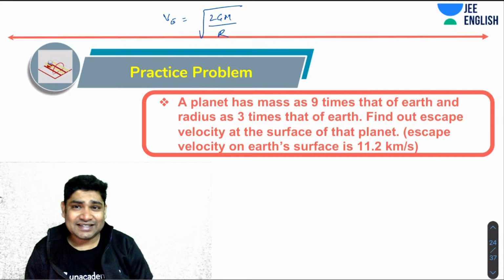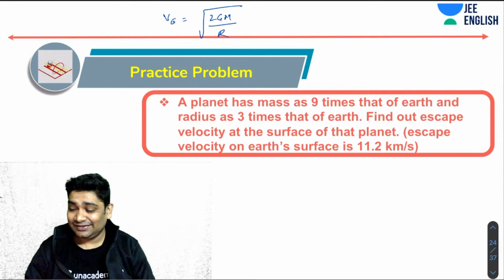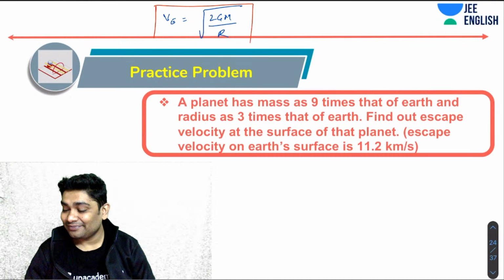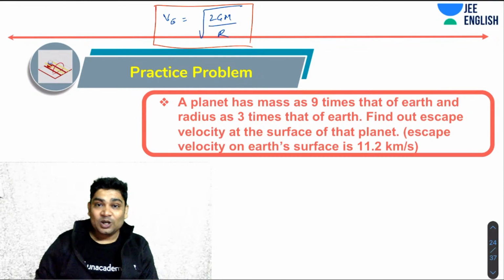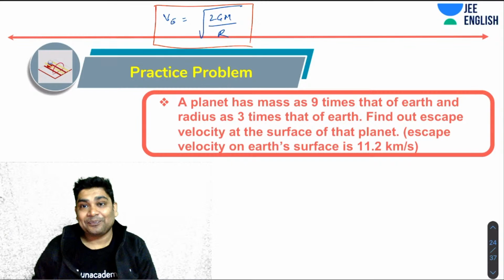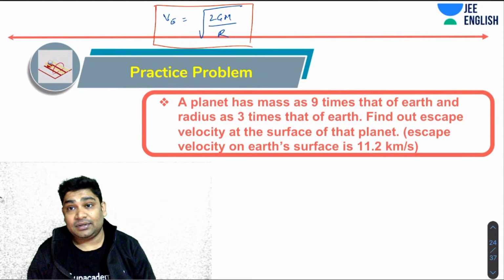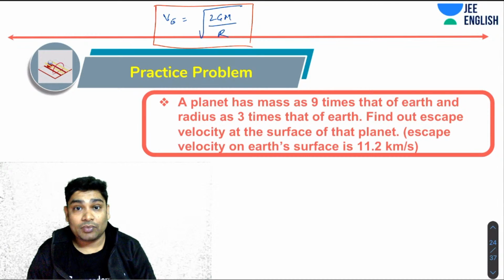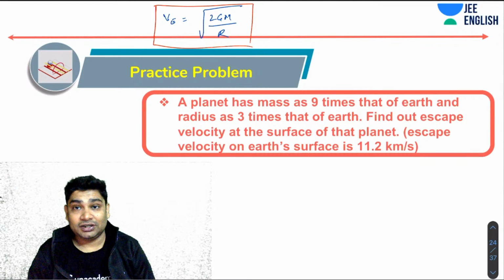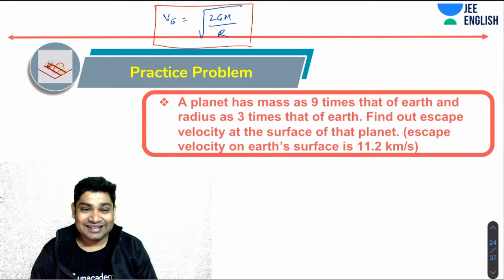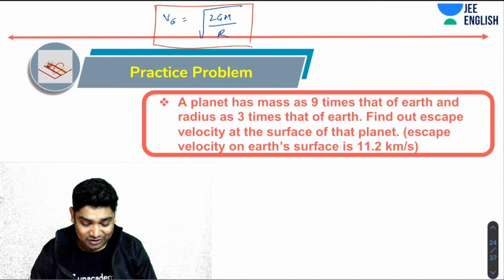So this is easy. Just use this simple formula, and that'll be it. Okay, so let's see some answers quickly. Your imaginary planet has a mass which is 9 times the mass of Earth, and radius is 3 times the radius of Earth. So what will be the escape velocity at that planet? That is what you have to find.